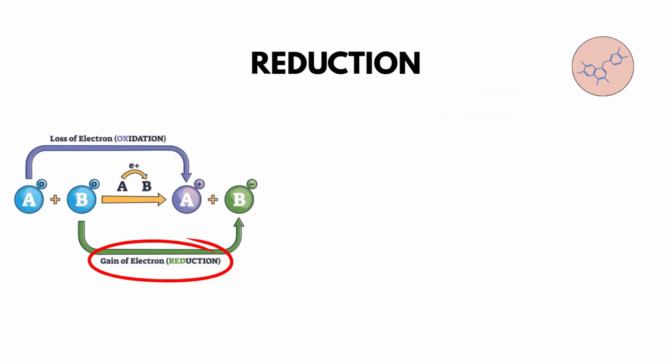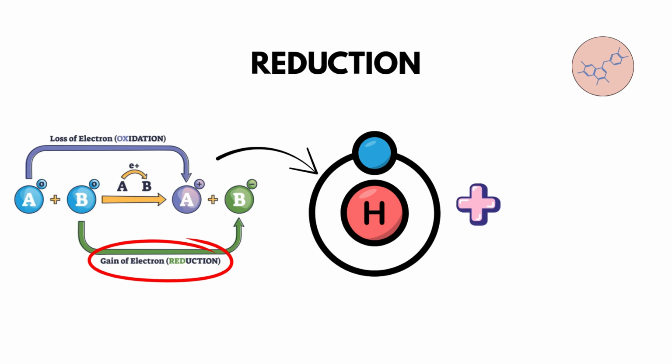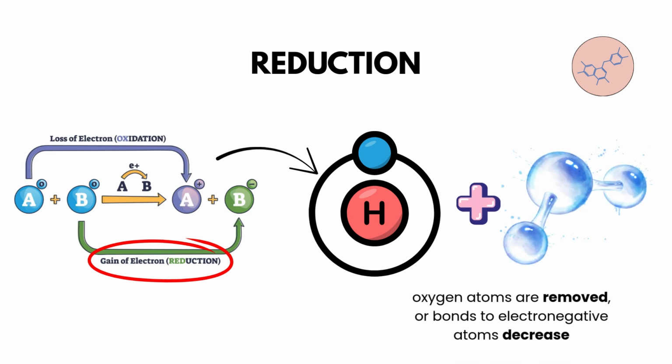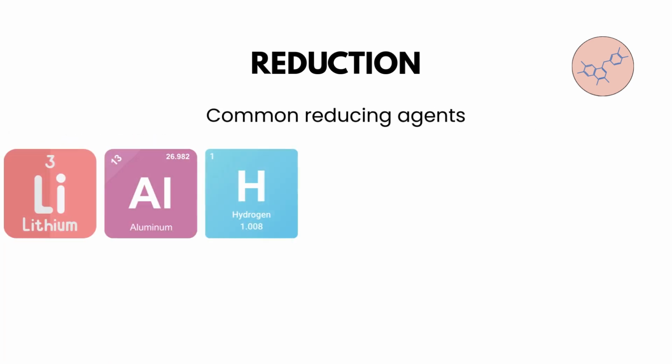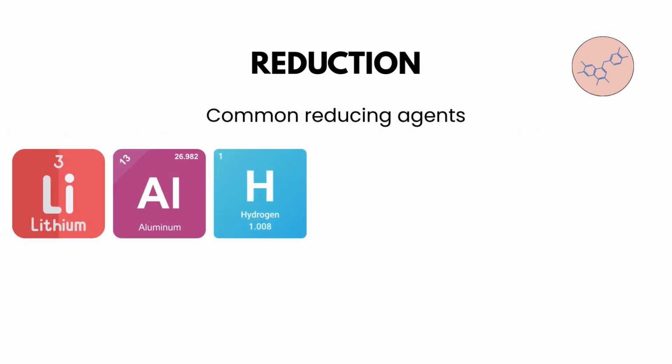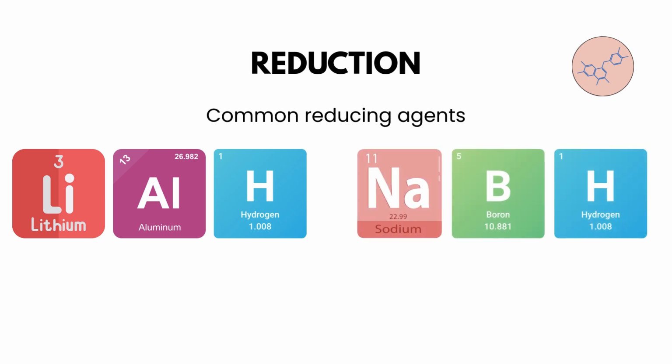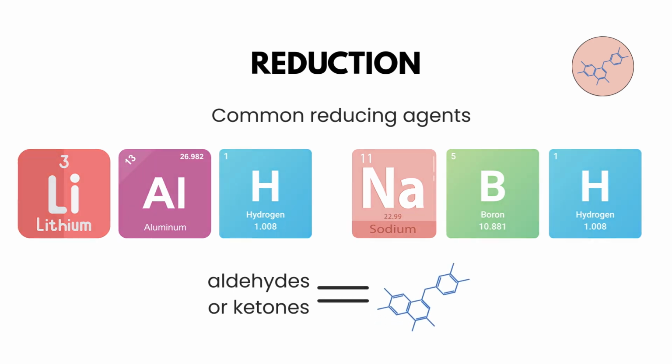Reduction. A reduction is the gain of electrons or a decrease in oxidation state. You can often recognize it when hydrogen atoms are added to a molecule, oxygen atoms are removed, or bonds to electronegative atoms decrease. Common reducing agents include lithium aluminum hydride, LiAlH4, which is very powerful, and sodium borohydride, NaBH4, which is milder and more selective. On the MCAT, you'll frequently see reduction when aldehydes or ketones are converted into alcohols.